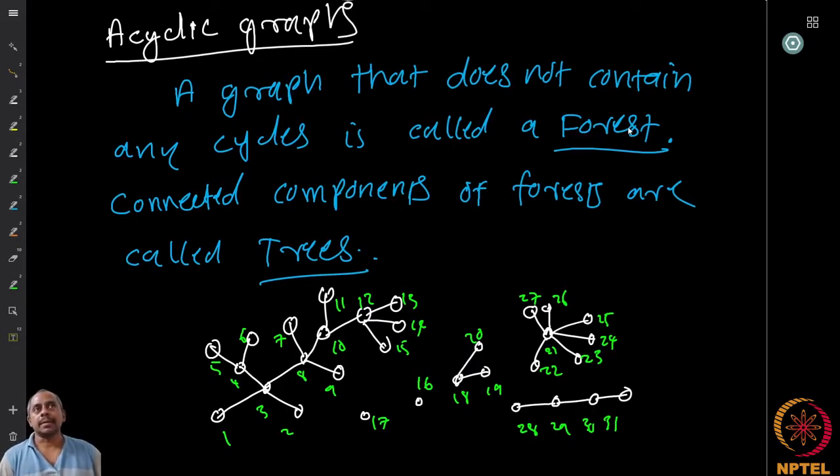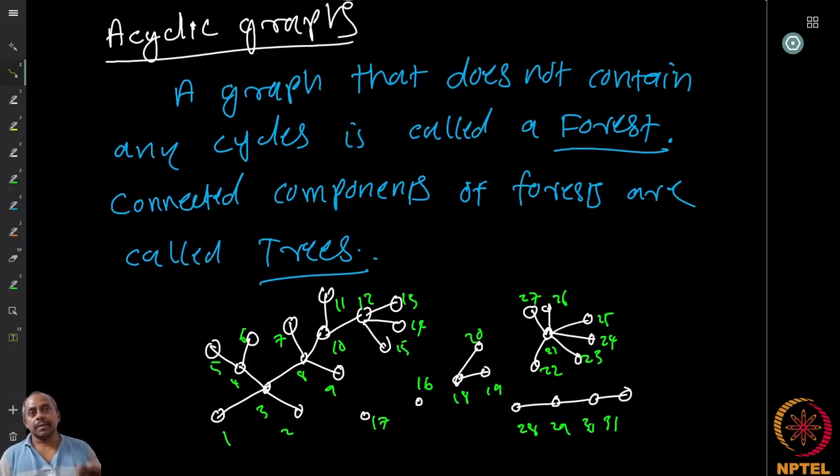So they are called acyclic graphs, or a more commonly used word is a forest. So acyclic graphs are called forests. Now, here is an example of a forest. If you look at this, you can see the graph represented below does not have any cycles in it. All the components of a forest are called trees.